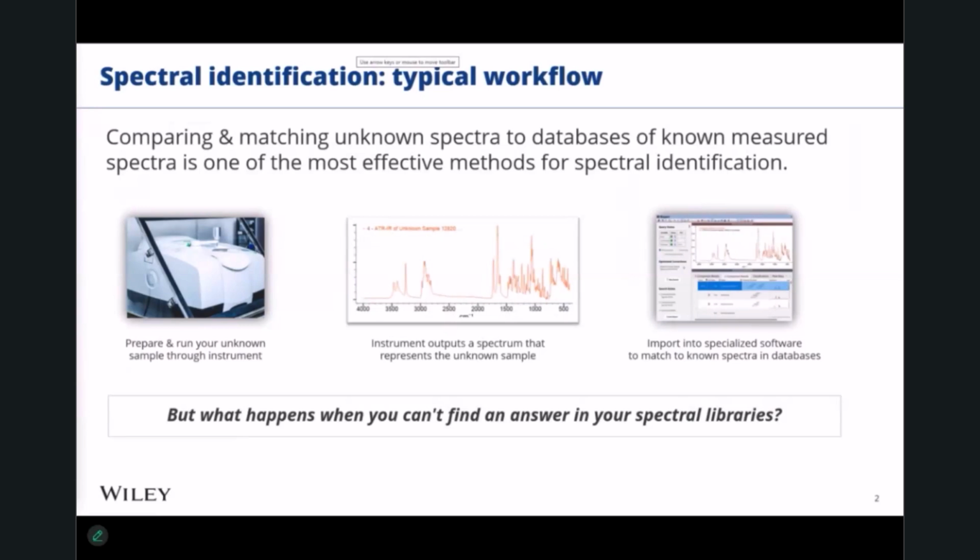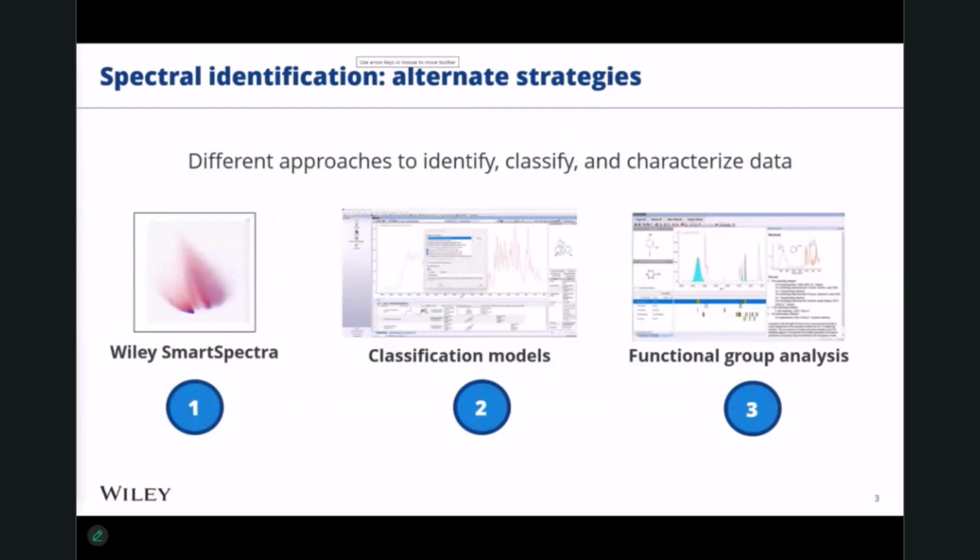Comparing and matching unknown spectra to known spectra is one of the most effective methods for spectral identification. The typical flow is that your sample is run through your instrument, producing a spectrum representing the sample. This is then imported into specialized software to match known spectra in digitized databases. This is all pretty easy, but what happens when you can't find a strong match, or if you can't find a match at all?